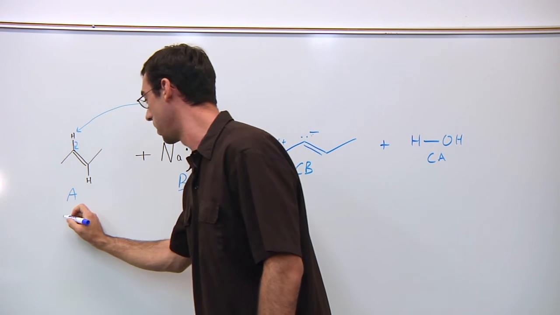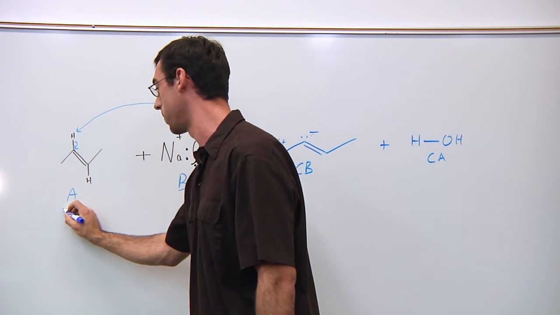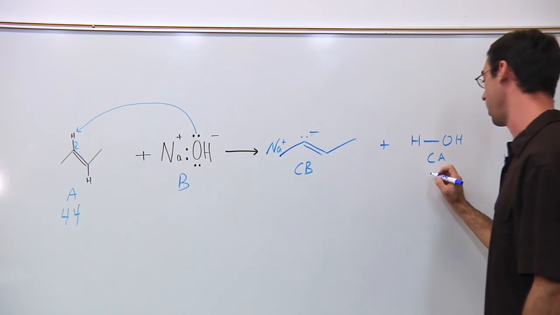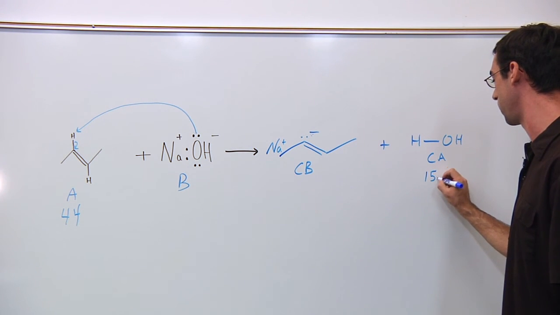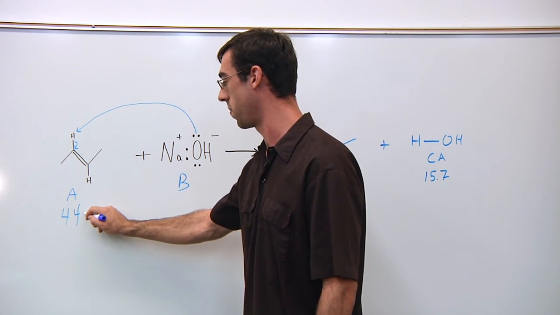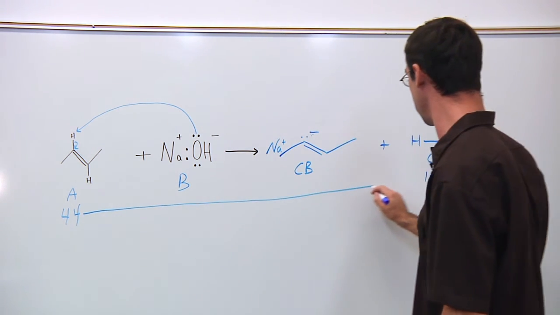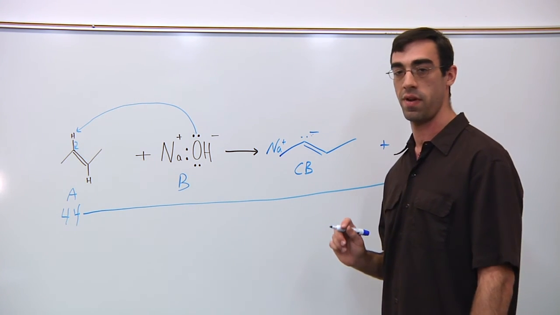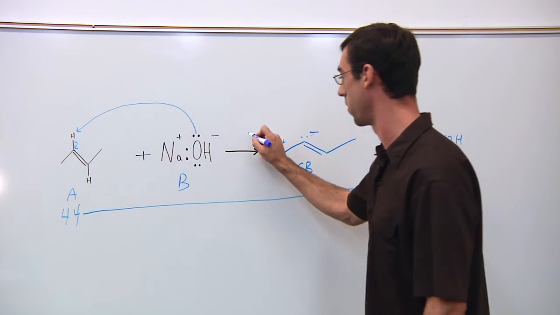Okay, now we must look at pKa's. The pKa of the alkene is 44. The pKa of water is 15.7. Looking at this, if you go from a higher pKa to a lower pKa, the reaction is of unfavorable equilibrium and therefore will not proceed.